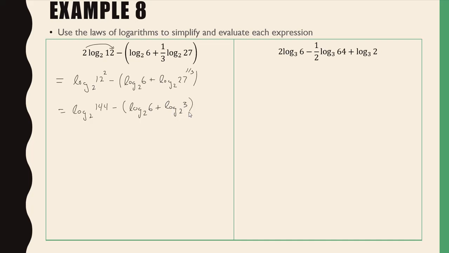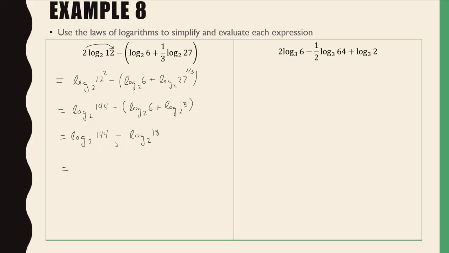So that looks a little bit simpler. And maybe we'll try using a product law inside of this brackets. We're still going to follow BEDMAS with that. So this will become minus log base 2 of 6 times 3. Well, 6 times 3 is 18. And it's starting to look a little bit simpler.